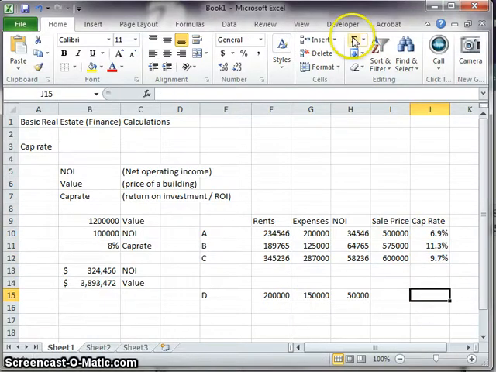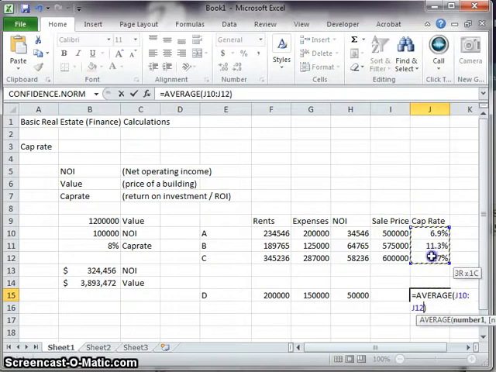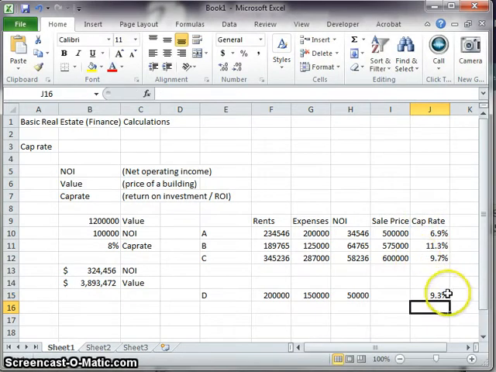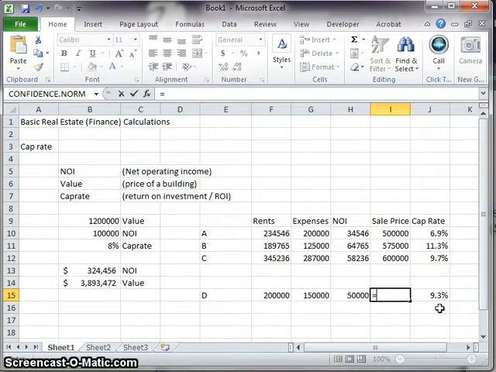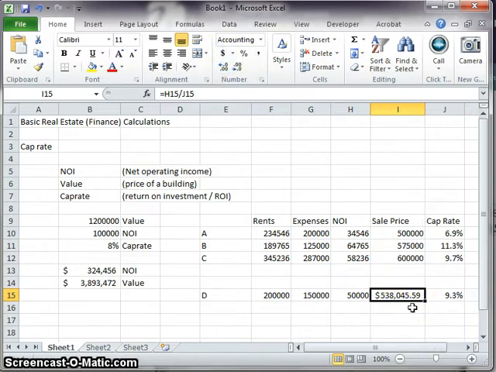And in Excel I can just use the average function and just highlight those values, or I could certainly add them up and divide by 3. We come up with an average cap rate of 9.3%. And all I'm going to do is take our NOI and divide by that cap rate, and I get a value for my building of $538,045.59.